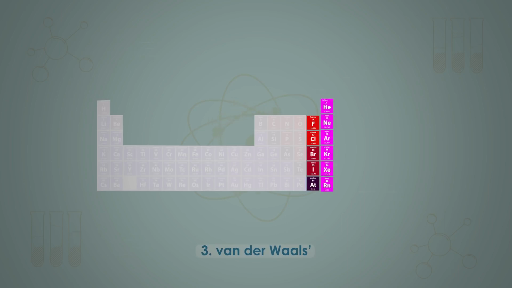As the number of electrons in the molecule increases, so do the Van der Waals forces. This explains why there is an increase in boiling point as we go down the group of halogens and down the group of noble gases.